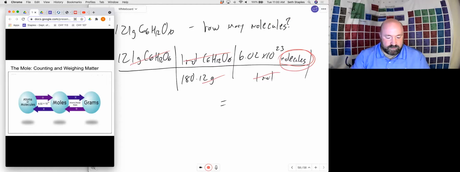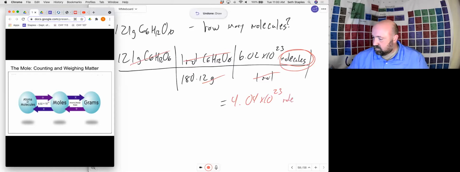We'll actually do this one out. We get 121 divided by 180.12 times 6.02 times 10 to the 23rd. And I see that I have 4.04 times 10 to the 23rd molecules of, wow, glucose.